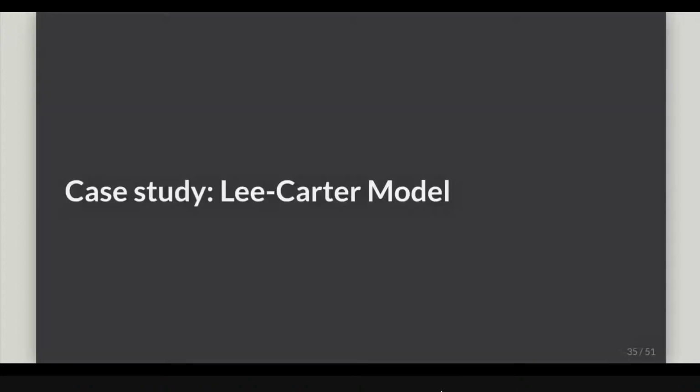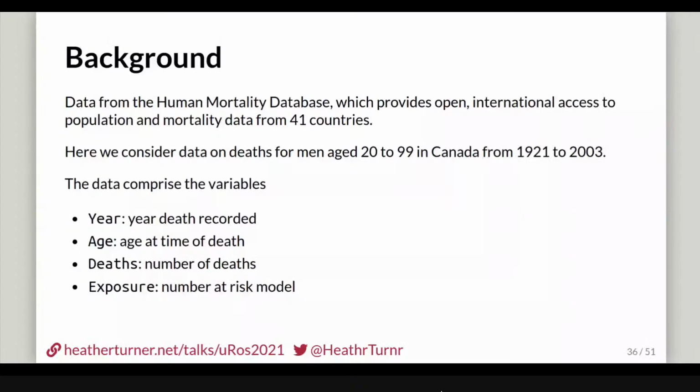Right, our last case study is the Lee-Carter model. And this is for modelling mortality data. Our data come from the Human Mortality Database, which provides open international access to population and mortality data from 41 countries. And we're going to consider deaths for men aged 20 to 99 in Canada from 1921 to 2003. The data we have are the year the death was recorded, the age at time of death, the number of deaths, and the exposure, the number of people at risk in that year.